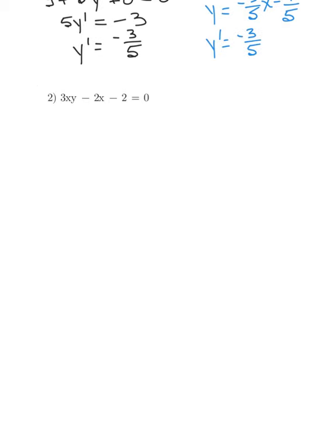On our second example, the equation is 3xy minus 2x minus 2 equals 0. You will see a lot of problems like this one where we have two variables in the same term, the xy combination like that. When you see that, you must use the product rule on that item, where 3x is the first and y is the second.